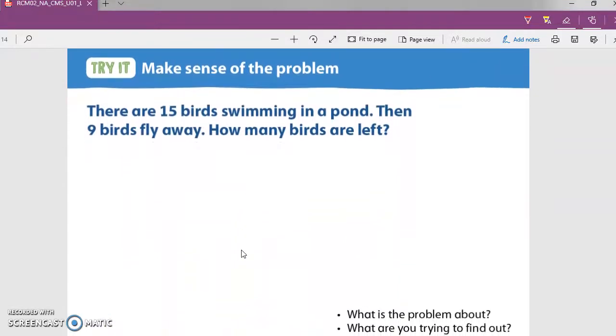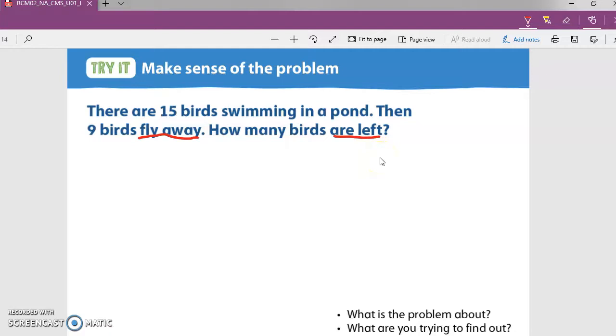Here is a new problem for us to try. There are 15 birds swimming in a pond. Then 9 birds fly away. How many birds are left? So remember our key words, this fly away. When we are subtracting, we're taking away. So when they're flying away, they're not coming together, they're leaving. And left is a key subtraction term.